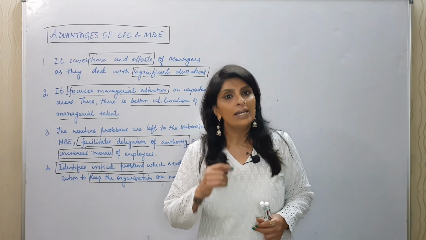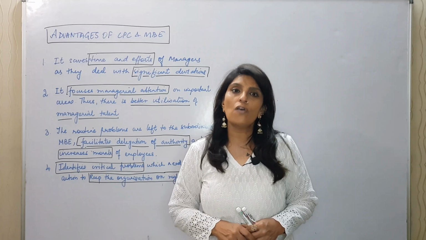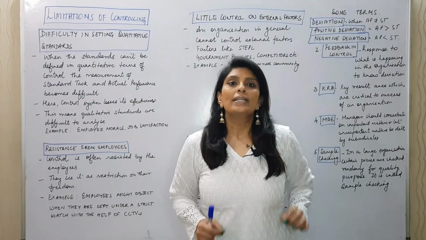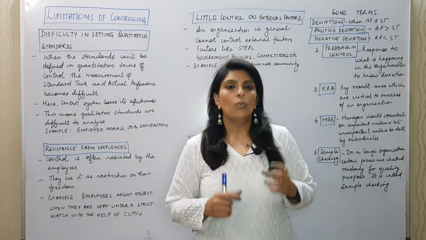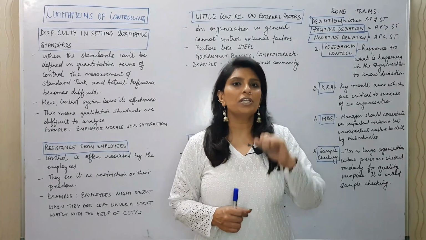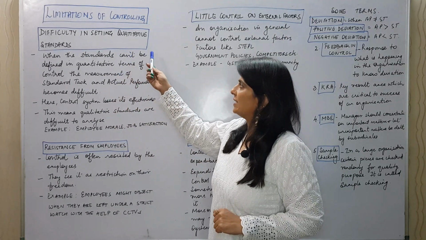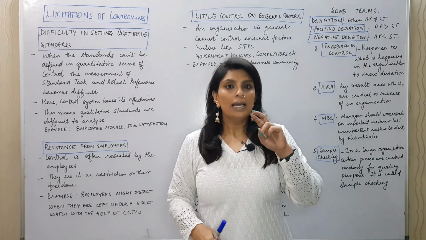Next we'll do limitations of controlling. This is the last topic, limitations of controlling. What are the limitations of controlling? There are 4 limitations of controlling. First is difficulty in setting quantitative standards.